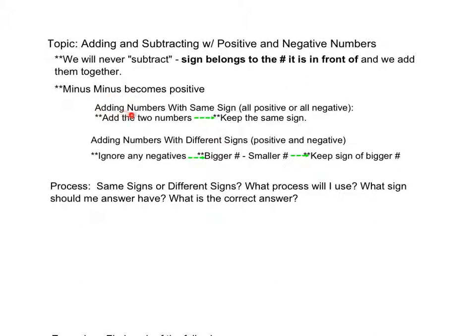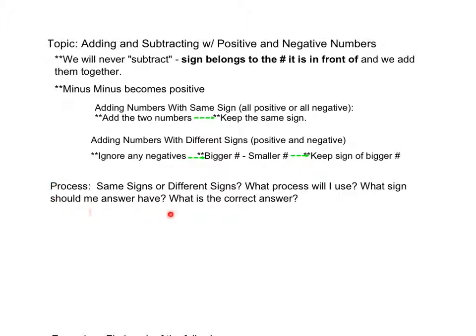So I'm going to give you two separate sets of rules. When you're adding numbers with the same sign, whether they're all positive or all negative, we're going to add the two numbers and keep the same sign. When we're adding numbers with different signs, so one's positive and one's negative, we're going to start by ignoring any negatives to help us determine which number is bigger and which number is smaller. So essentially we're looking at the absolute value of each number. We're going to take the big number minus the small number, and we're going to keep the sign of the bigger number. So if the bigger number is negative, my answer is negative. If my bigger number is positive, my answer is positive.